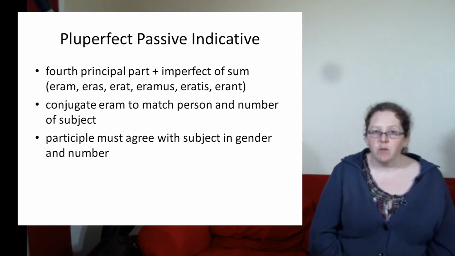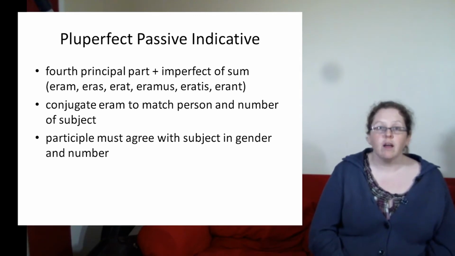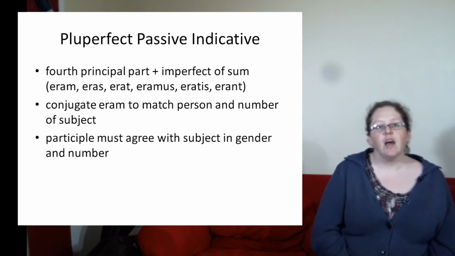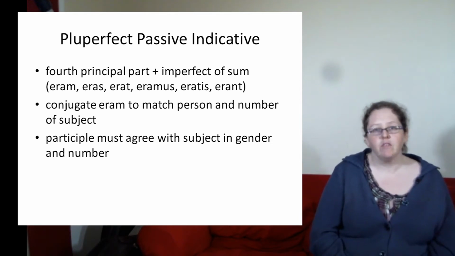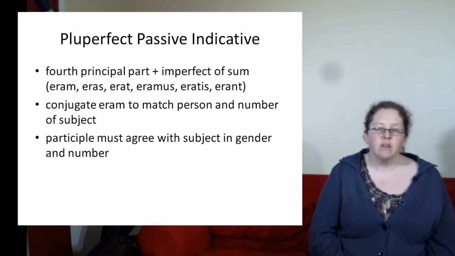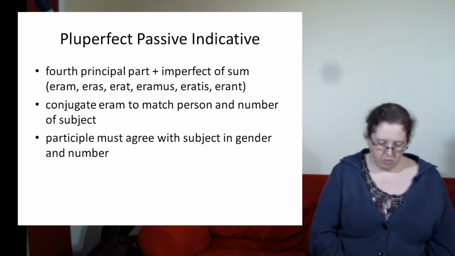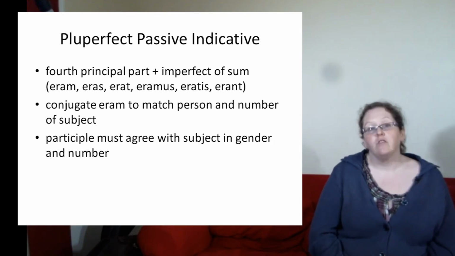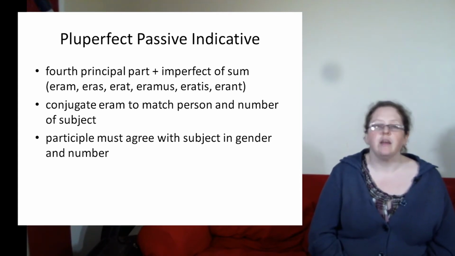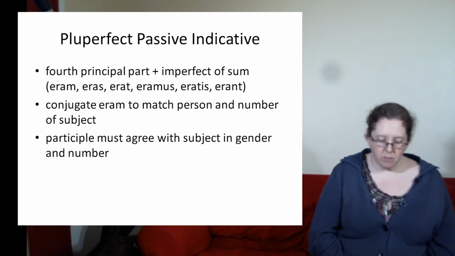Amati eramus, note that I made the participle plural, amati. Amati eramus, we had been loved. Amati eratis, you plural had been loved. And amati erant, they had been loved. As with the perfect, you conjugate eram to match the person and number of the subject of the verb.